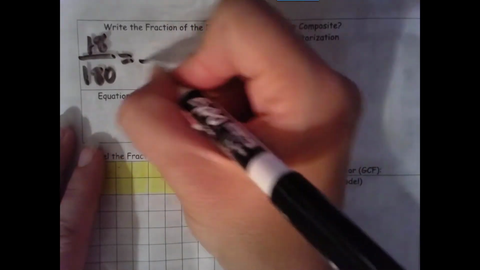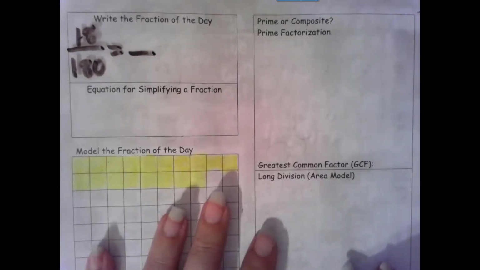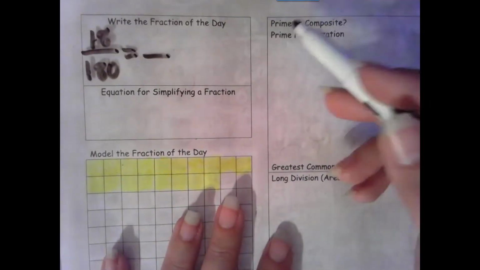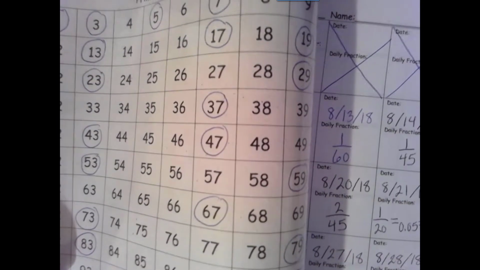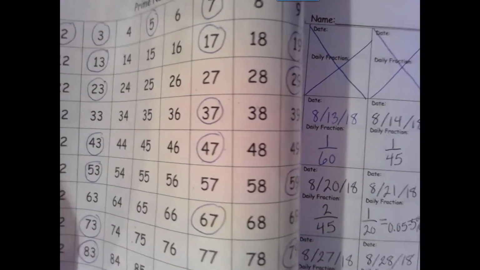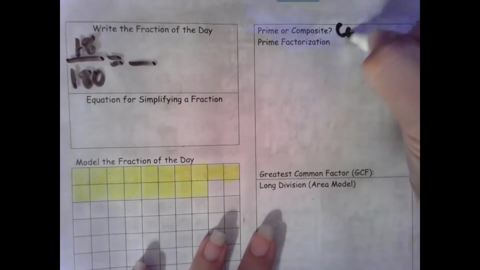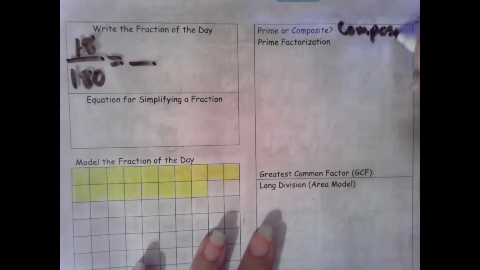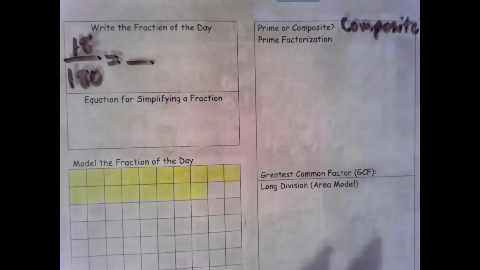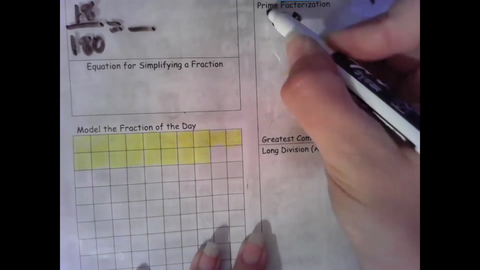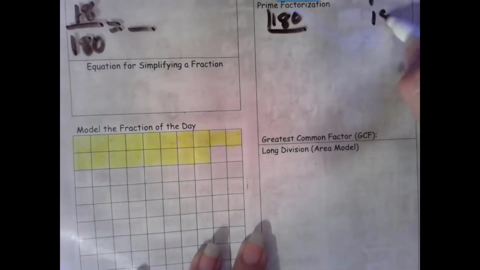Our total amount of school days is 180. So that's our denominator. Our numerator is 18. Let's look at our numerator of 18 and decide is it prime or composite. If I look over on my prime number sieve, it is not circled. Also, any even number other than 2 is going to be composite. So we know it's composite because it's even. It automatically has more than 2 factors because 2 will be a factor. So that means we have to do our prime factorization of both 180 and 18.